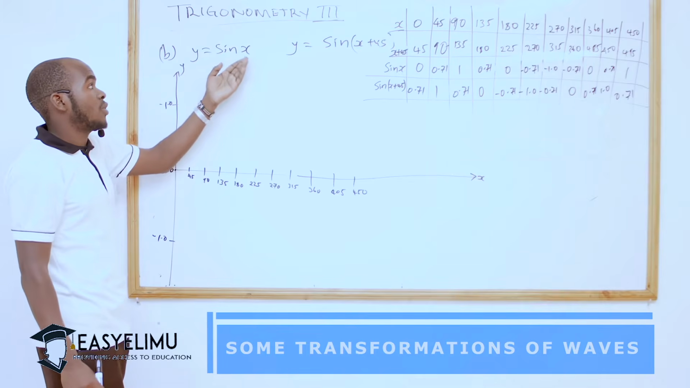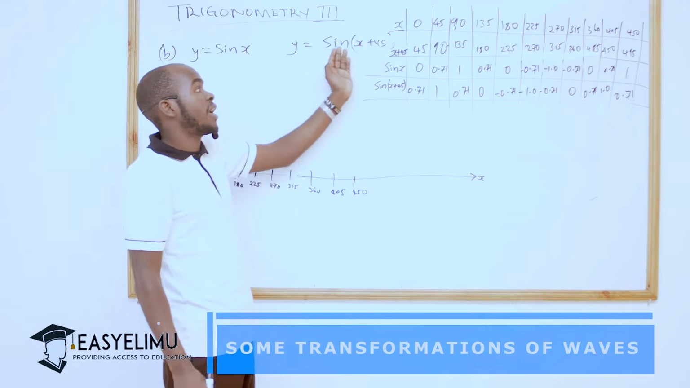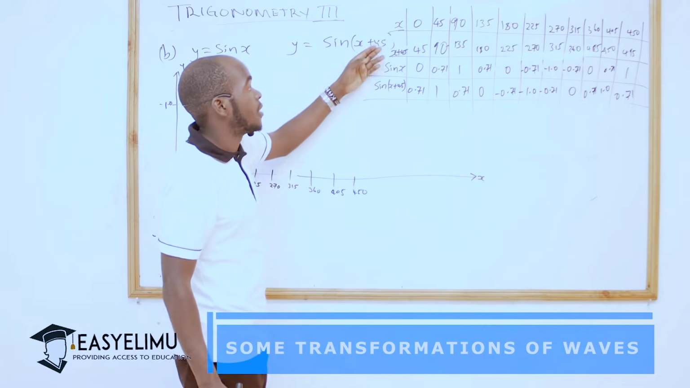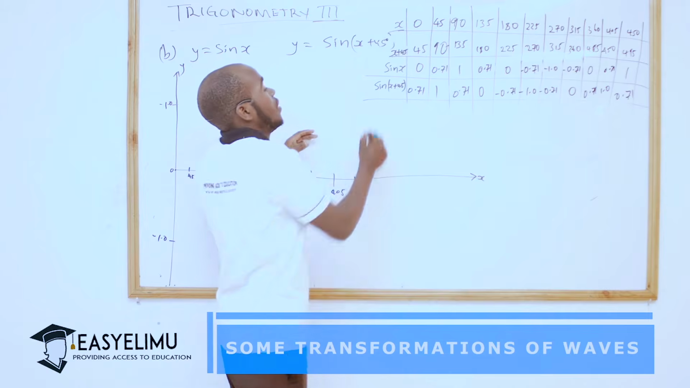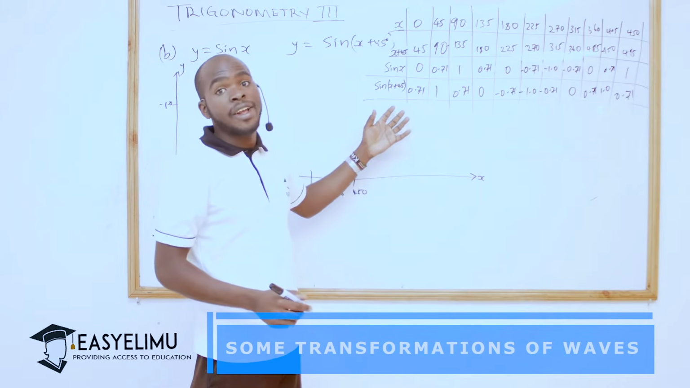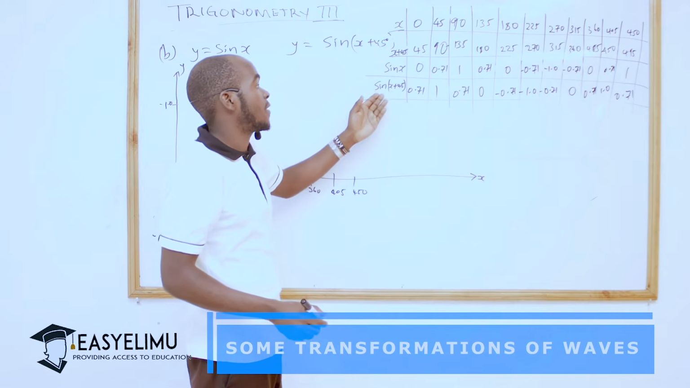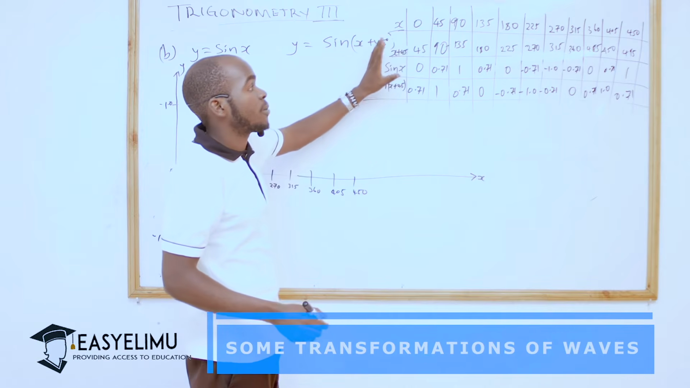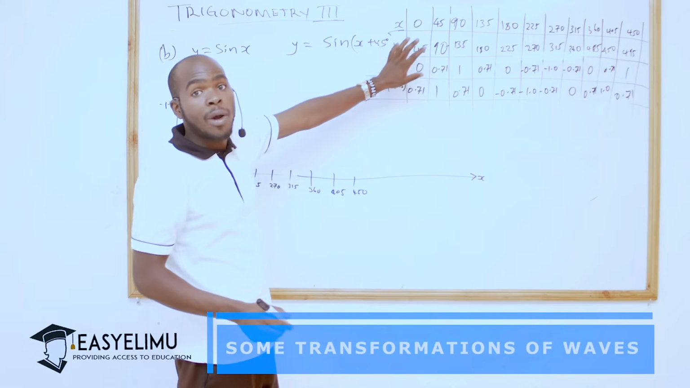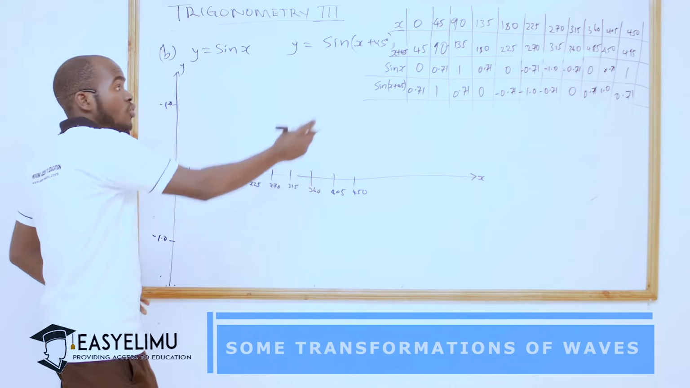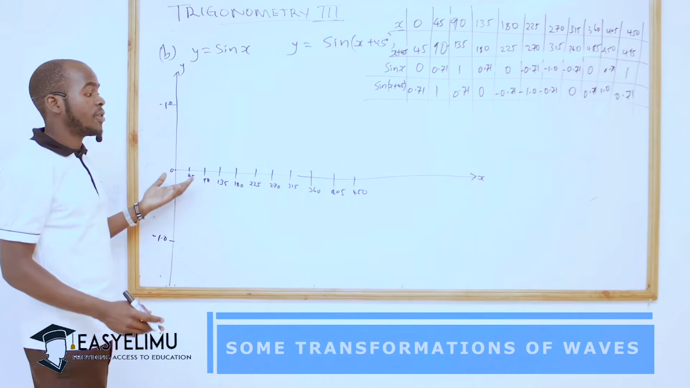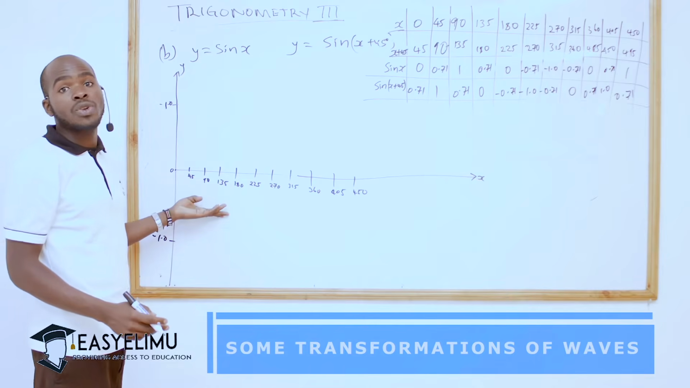Given this y equals sine x, y equals sine x plus 45 degrees, we can find the two on a graph whereby we find the values of sine x and sine x plus 45 correspondingly using that interval you have been given. Let's draw those two waves on a graph and see what we have.